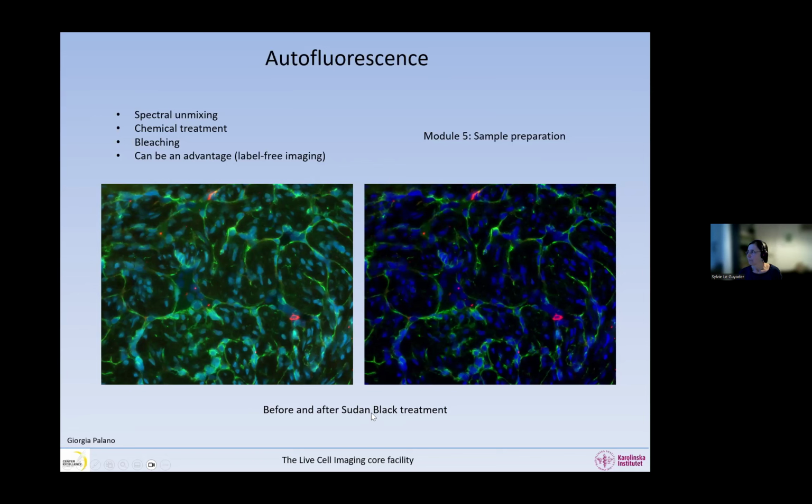some paraffin embedded samples. So there is a green autofluorescence that comes up and that can block it. So this would be sort of a chemical treatment. So there are different chemical treatments to get rid of autofluorescence, but you can also use spectral unmixing. So we will talk a little bit about this later. And bleaching can be a way also to get rid of autofluorescence. And yes, autofluorescence can also be an advantage where you can image the sample without labeling it.